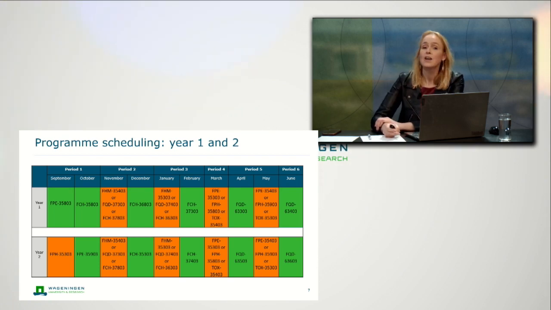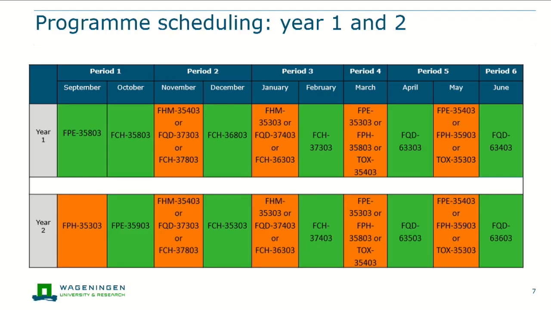Here you can see the outline of the first 2 years with the courses. You see the green blocks, which are blocks of 4 weeks in which you have to follow a course. So for 4 weeks you are really focusing on one course. And at the end of these 4 weeks you finish the course with an exam. The orange blocks, then you see multiple courses, but that's because you can make a choice from these 3 courses that are offered in that period.